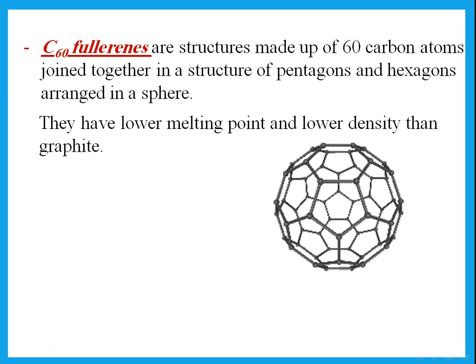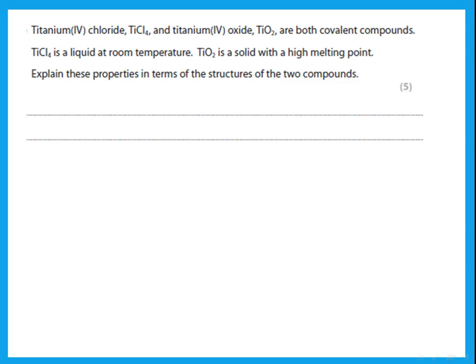Do you remember the words pentagon and hexagon from math? Pentagon is something that has 5 sides. Hexagon is something that has 6 sides. So it looks like a football arranged in a sphere. They have lower melting point and lower density than graphite. So these are the structures that you're required to know.